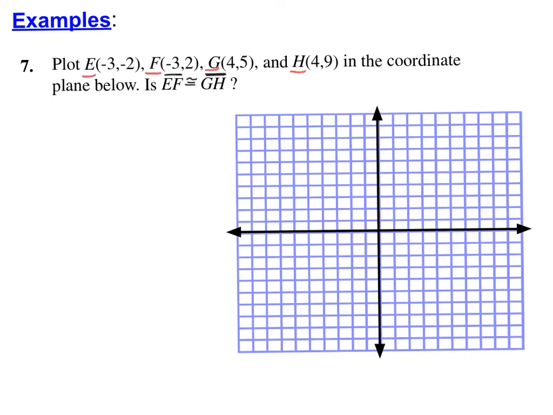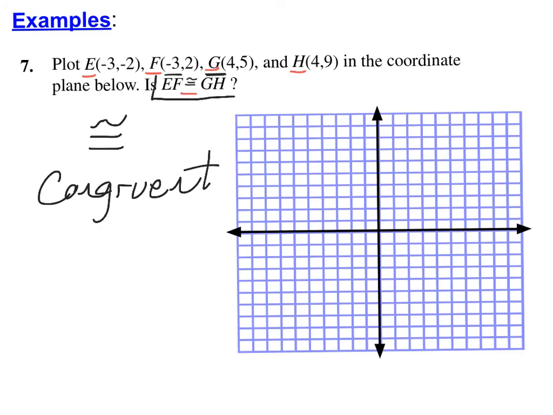For the next example, I'm given several different points, E, F, G, and H. And I'm just trying to determine whether or not they are congruent. So that's my first introduction of this symbol. All right. What that essentially means, as I said, is congruent. And in that case, what I'm saying is that the two segments that I'm going to sketch out are the same.